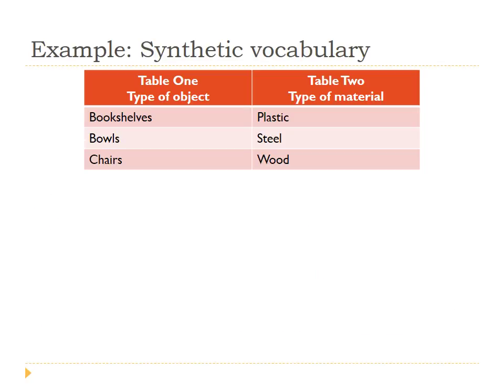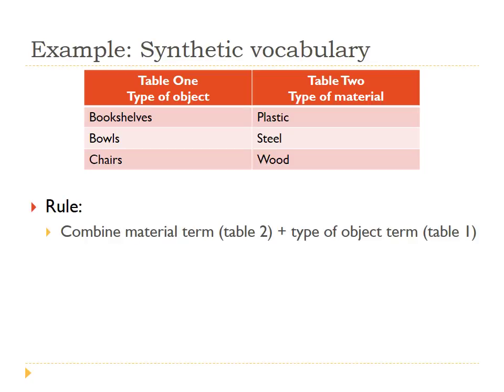So going back to our household goods example, here's an example of what a synthetic vocabulary might look like. We have two tables here. Table 1 is for type of object, and in that table we have the terms bookshelves, bowls, and chairs. And in table 2 we have type of material, and we have the terms plastic, steel, and wood.